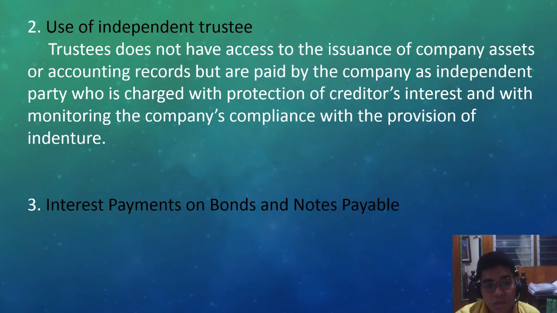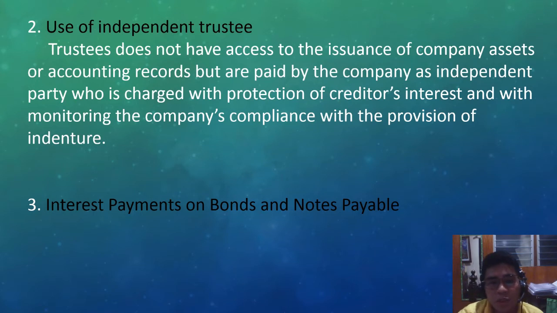Next is the use of an independent trustee. Trustees do not have access to the issuing company's assets or accounting records, but they are paid by the company as an independent party who is in charge of protecting creditors' interests and monitoring the company's compliance with the provisions of the indenture. The last one is the interest payments on bonds and notes payable.